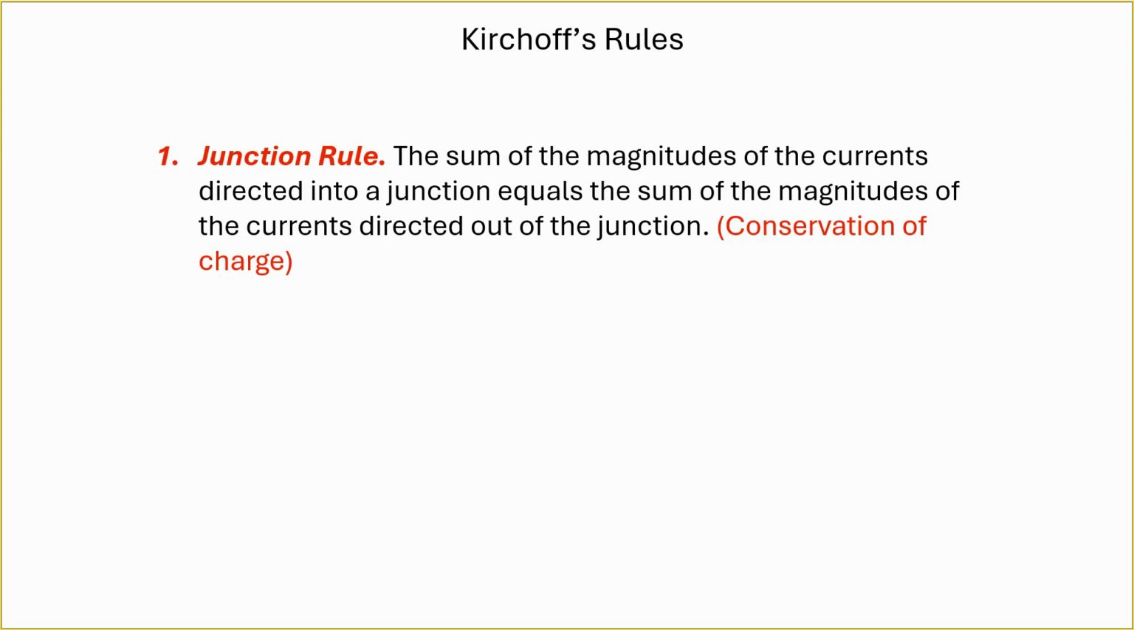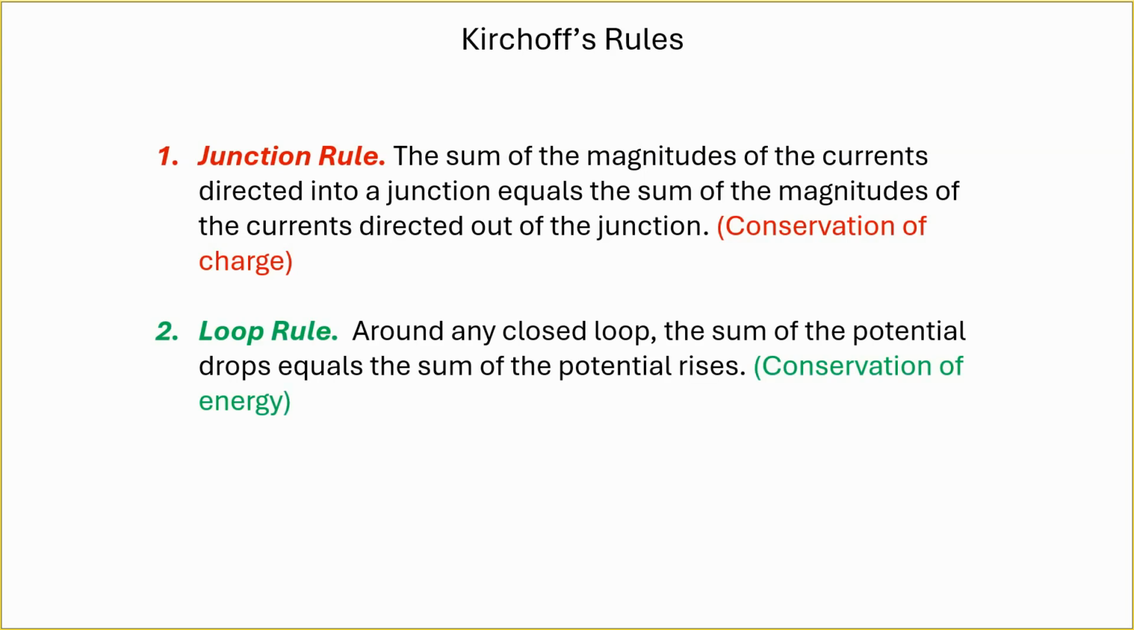So therefore, let's say you have two currents going in, then the summation of the currents coming out must be equal. So if I1 and I2 go in, so I1 plus I2 is the current into the junction, and say I3 plus I4 plus I5 is the current out of the junction, then I1 plus I2 must be equal to I3 plus I4 plus I5. That is basically what that means. All right. Then there's the loop rule.